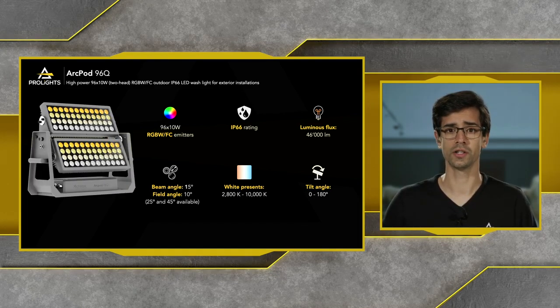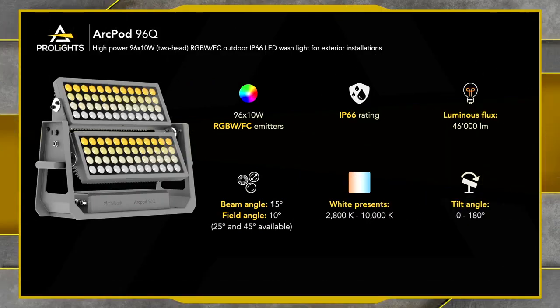Finally, on the ArcPod range, we've got the ArcPod 96Q. This is our bigger unit. It's very high power, a 2-head unit. So we've got 96 10 watt RGBW emitters, again with the same IP66 rating. In terms of the IP66 rating, we're looking at things like water and dust that these units can withstand. We can also withstand very cold temperatures to very warm temperatures, from minus 20 degrees upwards of 40 degrees Celsius that these units can withstand.